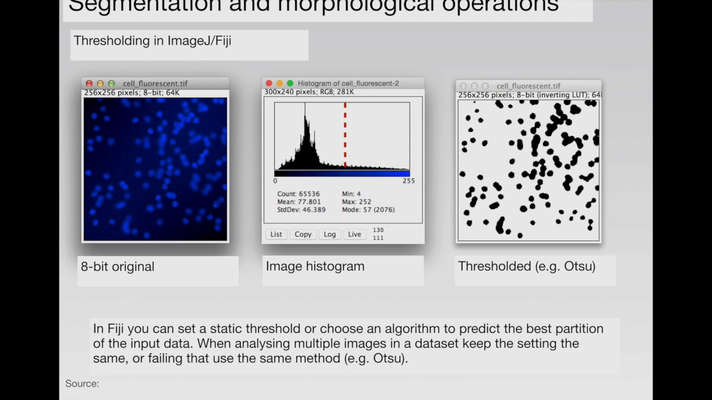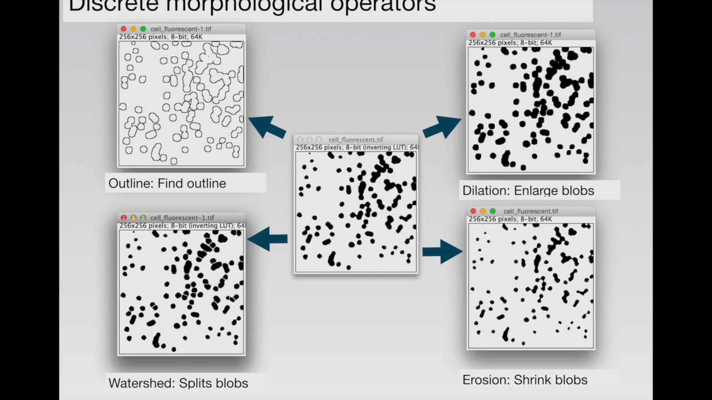But once your image is in a binary form, then there are many things that you can do. This is very amenable to morphological operators, which were like the hallmark of image analysis in recent decades. So, for example, we could find the outline of our spots here, which could be used later on for measuring the intensity of a membrane stain or something like that. Or we could use a watershed operation to split our bigger blobs and try and find the individual cells for counting or taking measurements for each cell.